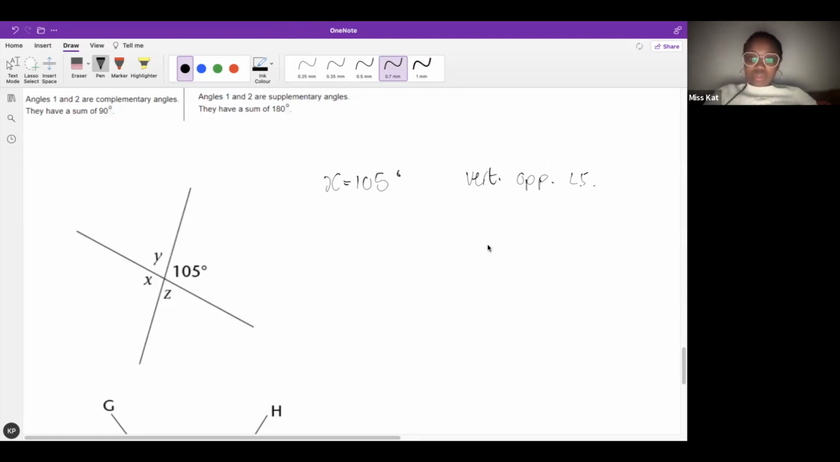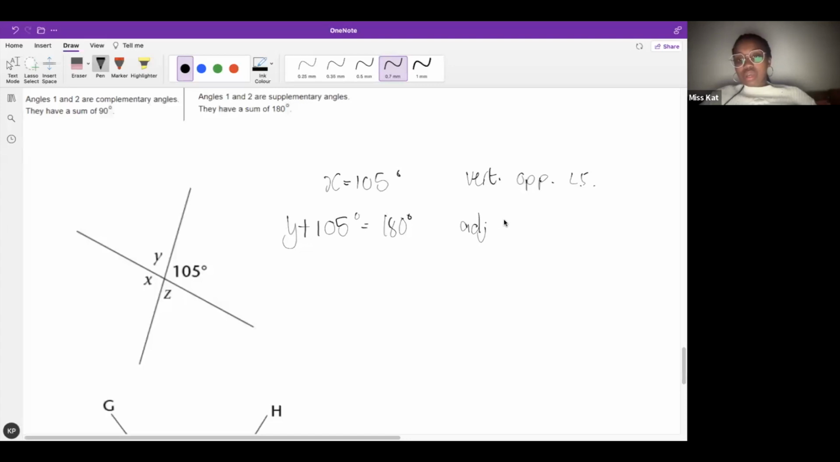Okay, y is equal to 75, but y is opposite to z, so we don't know what z is yet. What's my reason for y equals 75? We skipped my first step. Thank you, Zeketelo. Adjacent angles on a straight line. So you're going to say y plus 105 equals 180.